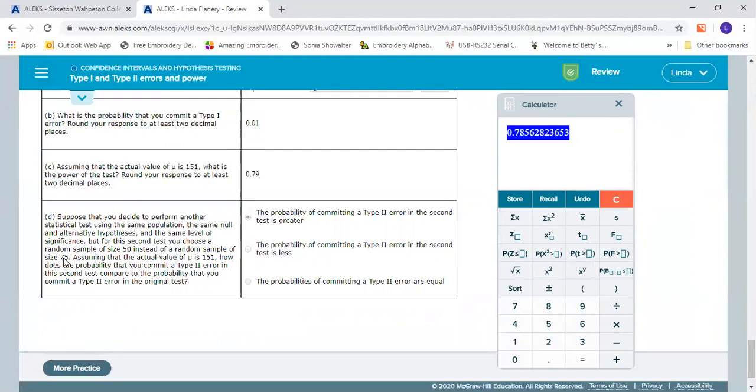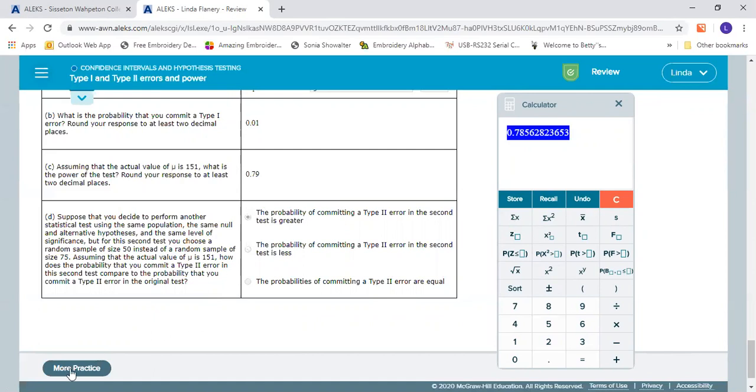So when you decrease the number of people in your sample, the probability of committing your type 2 error is going to be higher. The more people you have, the less chance you're going to make an error. So since I went from 75 down to 50, I now have a higher probability of committing my type 2 error. So the probability of my test is going to be greater, as you can see there.